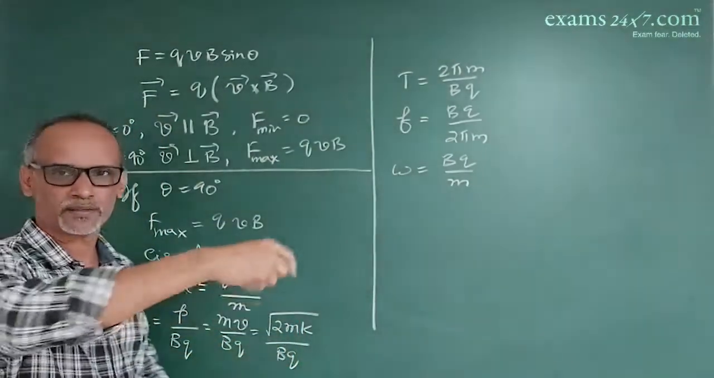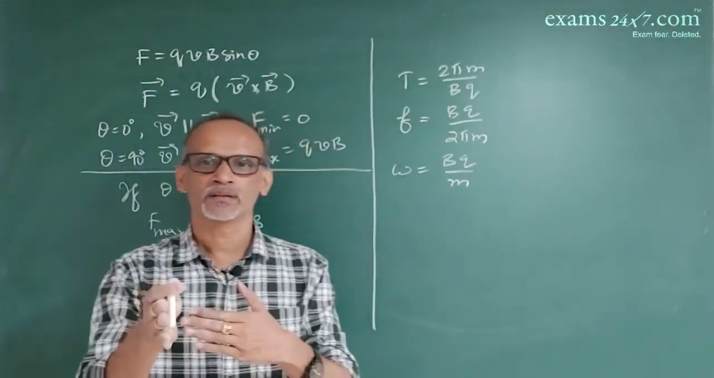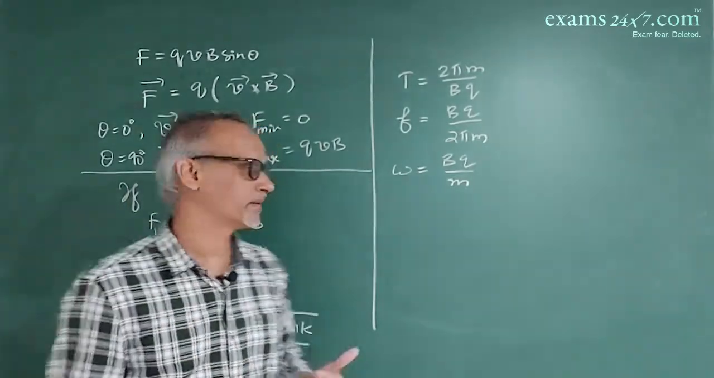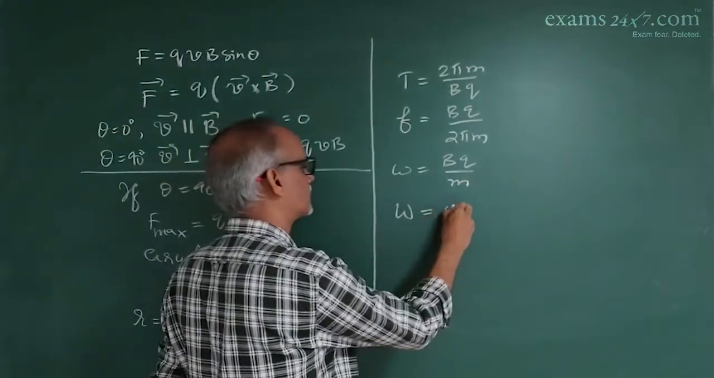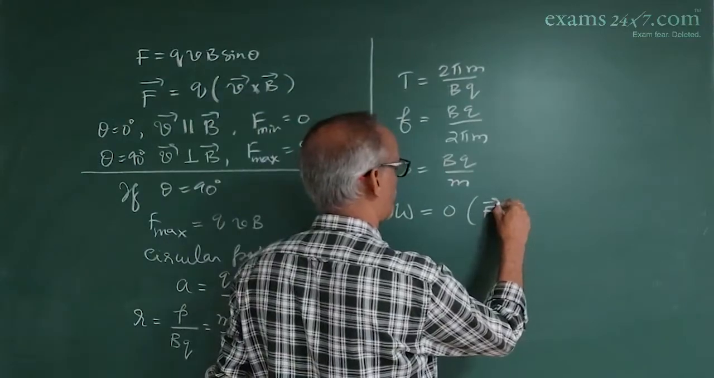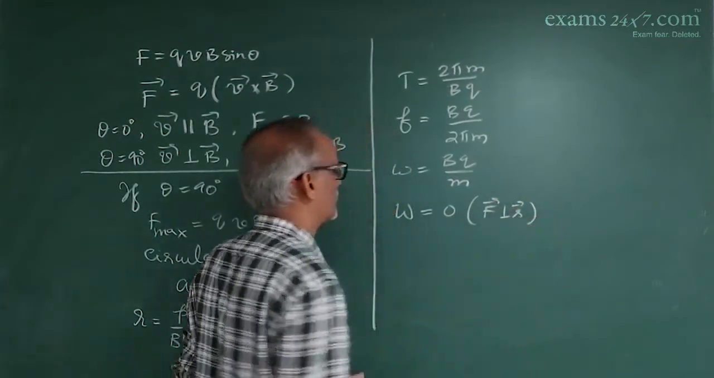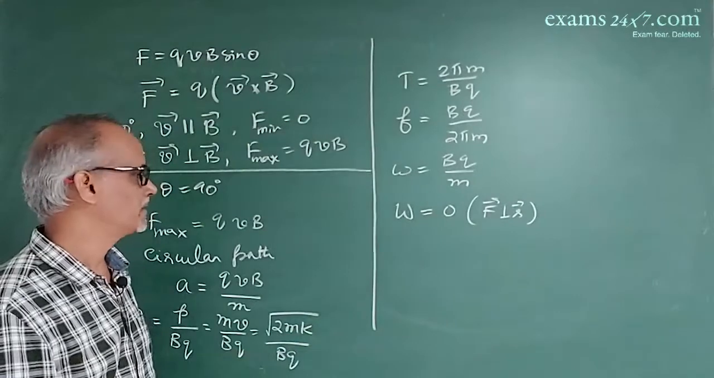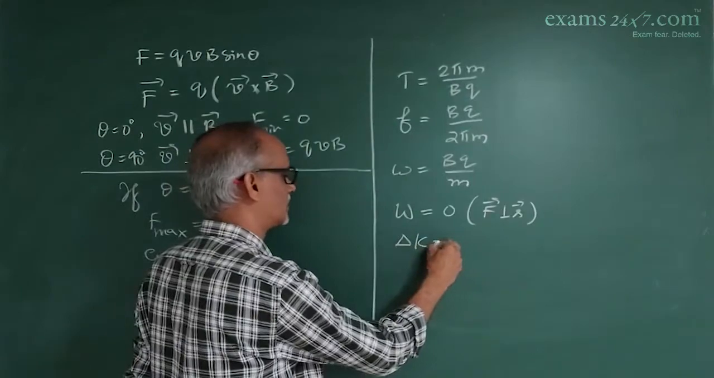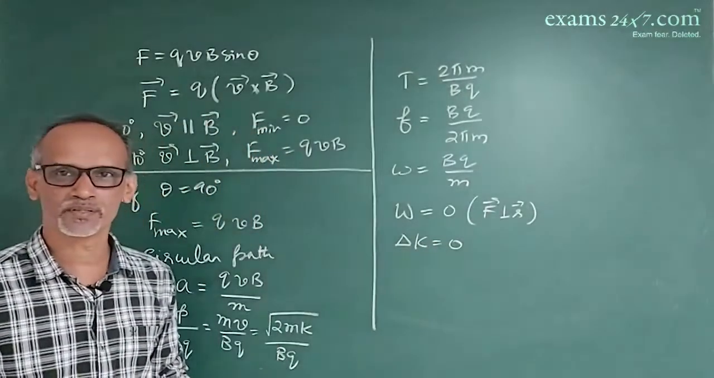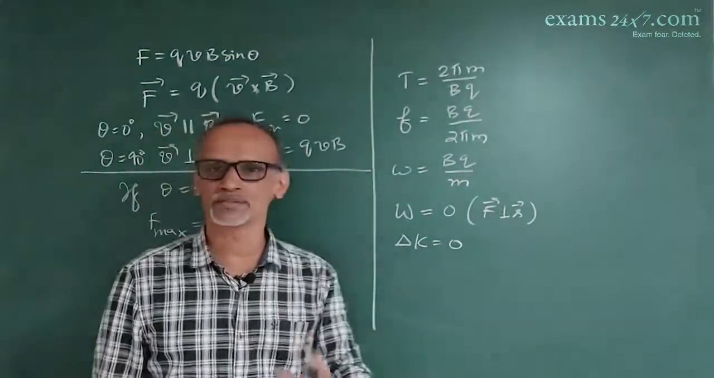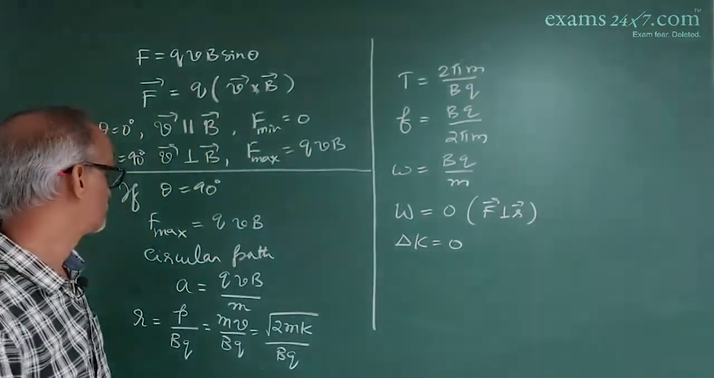Now, when the particle moves in the circular path, the force is along the radius toward the center and the displacement is along the tangent. So, what is the angle between them? 90 degrees. Therefore, the work done is 0 because force is perpendicular to the displacement. W is equal to Fs cos theta, theta is 90, so you will get W as 0. And since work done is 0, there is no change in kinetic energy. Delta K is also 0. Therefore, the particle moves in the circular path with constant kinetic energy.